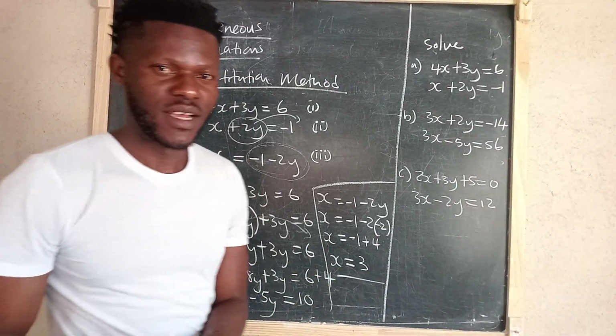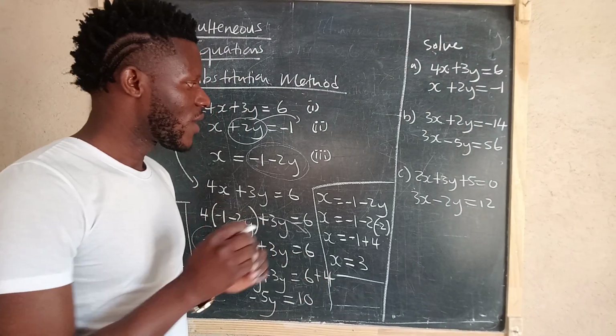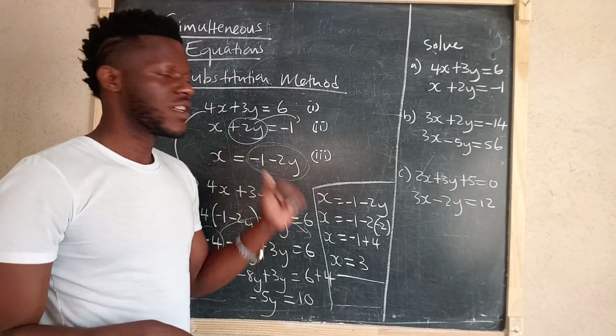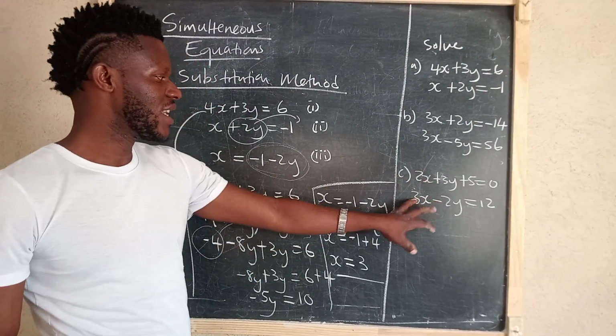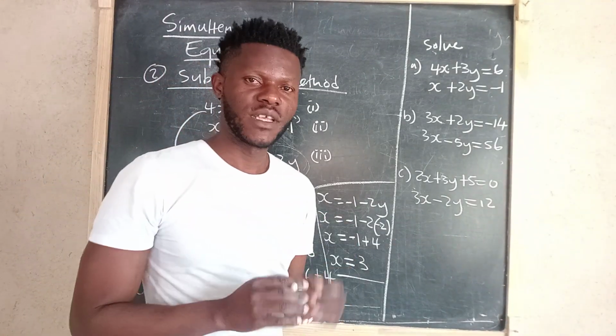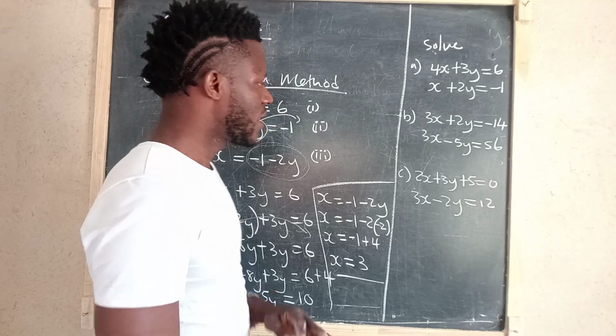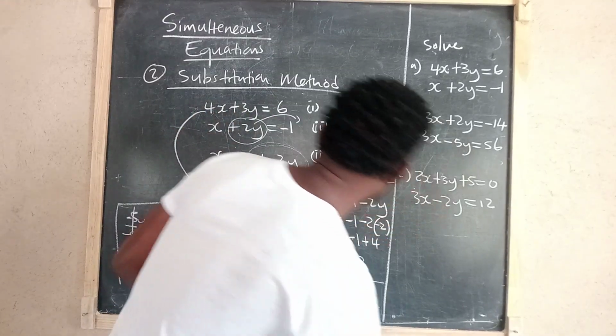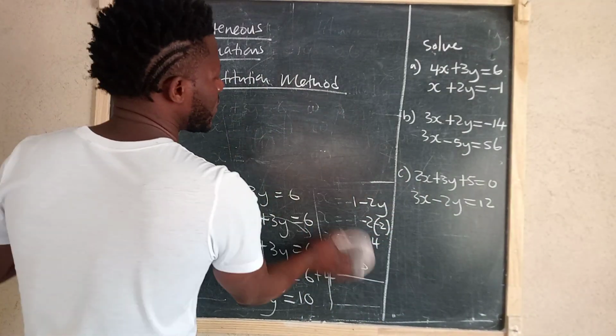That's the substitution method. It's most applicable when one of the letters has coefficient 1. In other situations, you can still do it, but it is complicated because it involves fractions. In other words, that's the first two methods of solving simultaneous equations.